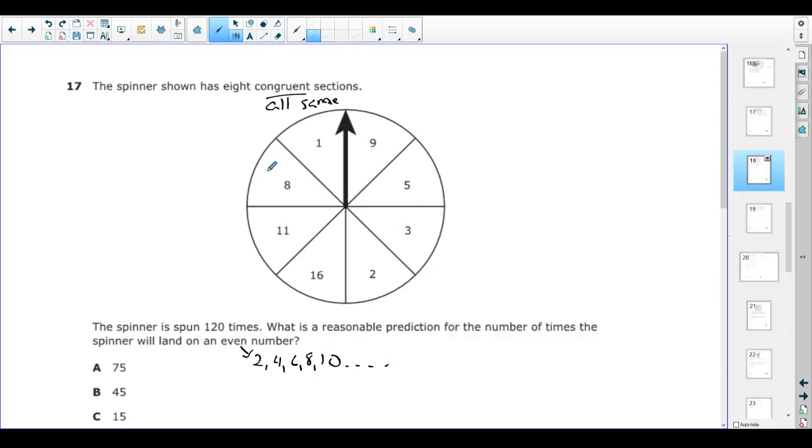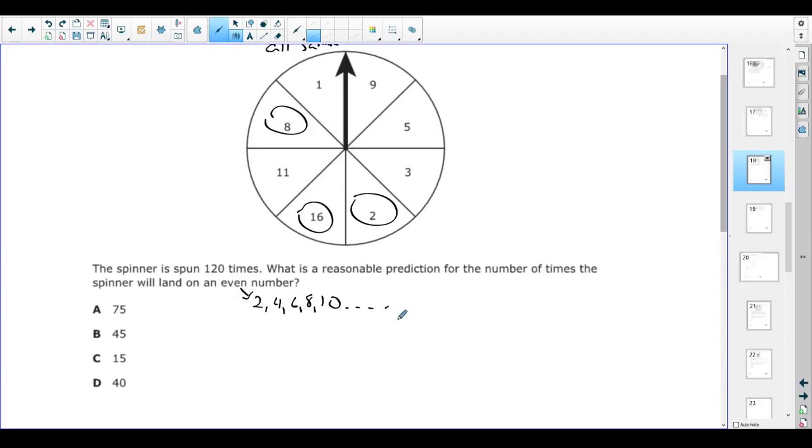Let's figure out which of these are even. So 8, 16, 2. So that is 3 out of the 8 sections are even, right? Even over total. And we want to expand that if we spun it 120 times. So 120 will be the total number of spins, put on the bottom. Number of times to land on even is our part, that's x. And then we just do some work.